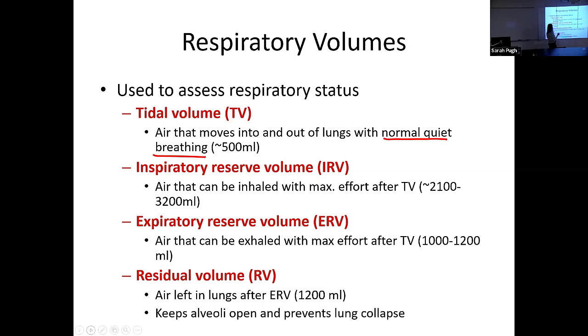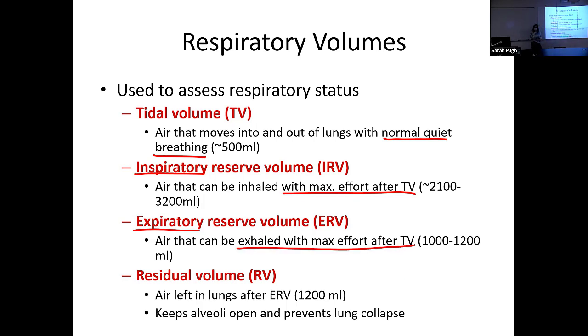Inspiratory reserve. This inspiratory is the key word here, inspiration. It's the amount of air that you can inhale with maximum effort after tidal volume. So how much more can you breathe in after a quiet inhale? Expiratory reserve is kind of the opposite. Keyword is expiratory. So this is how much air can you exhale with max effort after tidal volume.